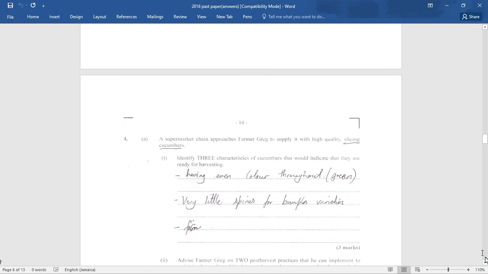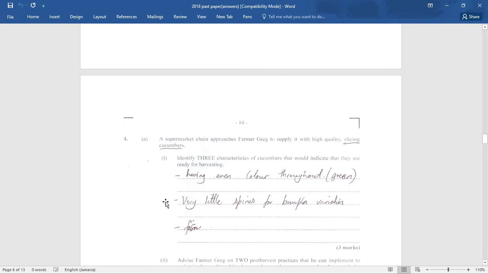All right, so let's go to question number 4. A supermarket chain approaches Farmer Greg to supply it with high quality slicing cucumbers. 1. Identify 3 characteristics of cucumbers that would indicate that they are ready for harvesting. Alright, so one here it says having even color throughout. So the color should look green throughout, not green and white.